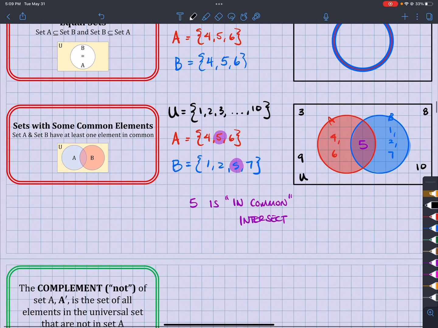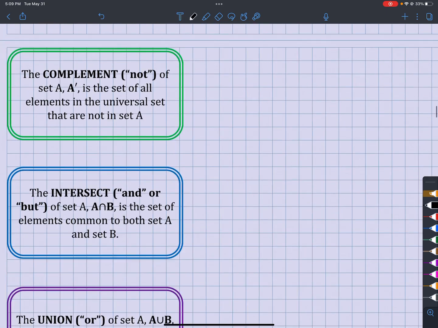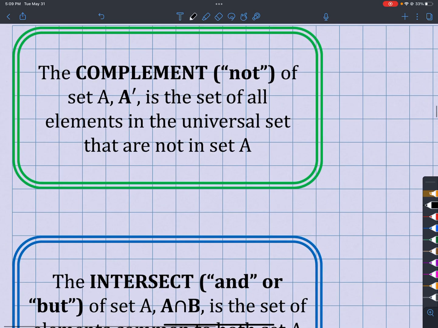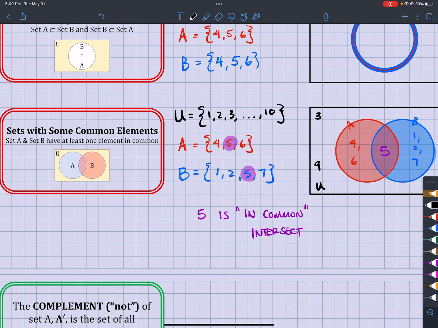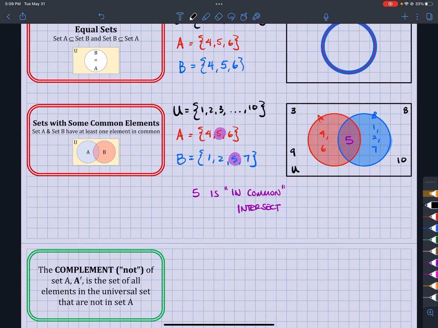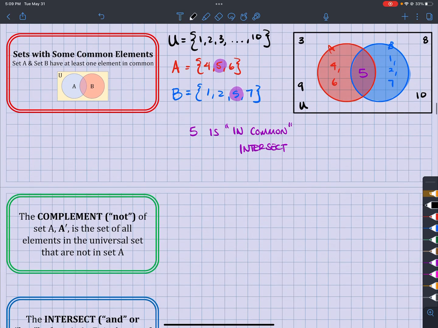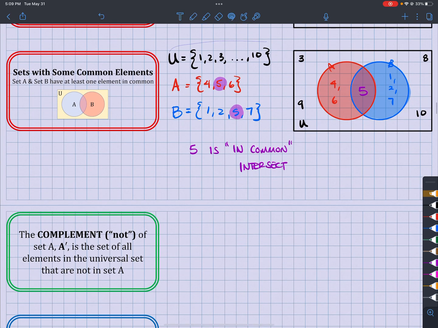All right, so with that being said, let's now talk about the complement. The complement we talked about already is what's not there, right? So let's say, you know what? Let's do this. Let's bring down the universal set.